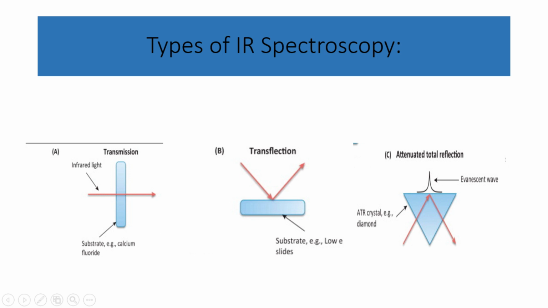ATR spectroscopy is used for analyzing samples that are difficult to prepare or handle, such as liquids, pastes, and powders. It involves placing the sample in direct contact with an ATR crystal, which allows for measuring the attenuated infrared light that interacts with the sample surface.